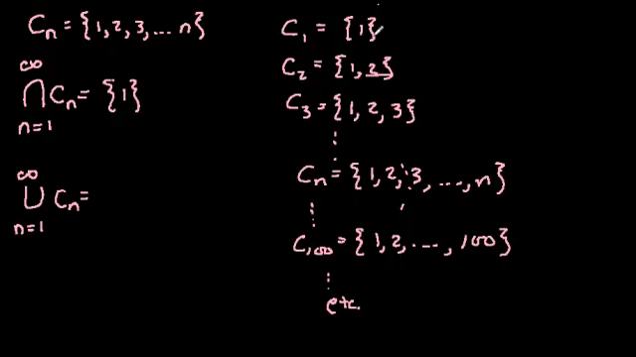For the union, well, let's see, we're looking for elements that are in C1 or C2 or C3 or C sub n or C sub 100 or as big as we get. And what we notice when we keep writing them out and we keep going with this process, if we did this from n equals 1 to infinity, we would get all natural numbers.